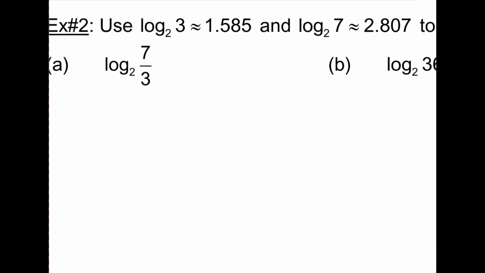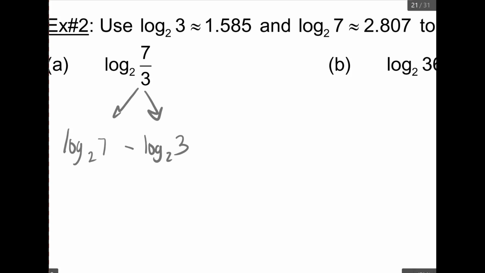Alright, so we're going to use log base 2 of 3 and log base 2 of 7 to evaluate each of the following. Right now I have log base 2 of 7/3. So subtract the top from the bottom. Exactly, so I take log of the top minus log of the bottom. 2.8 plus 7 minus 1.